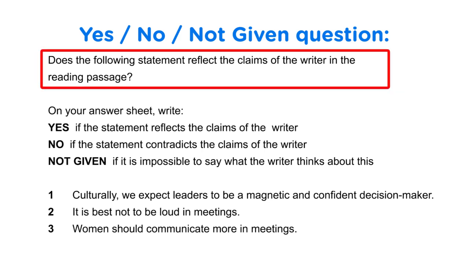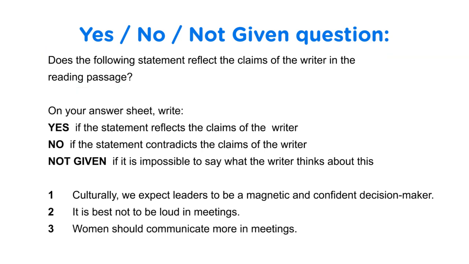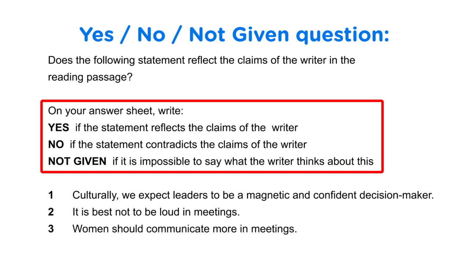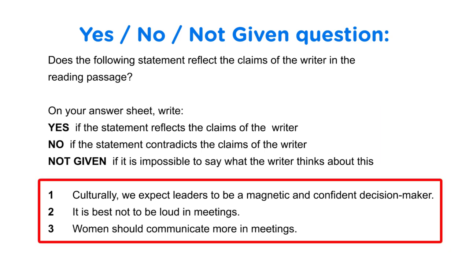You have a question at the top. Does the following statement reflect the claims of the writer in the reading passage? And then you have three options. Yes, if the statement reflects the claim of the writer. No, if the statement contradicts the claim of the writer, and not given if it's impossible to say what the writer thinks about this. Then the question is followed by a number of statements.